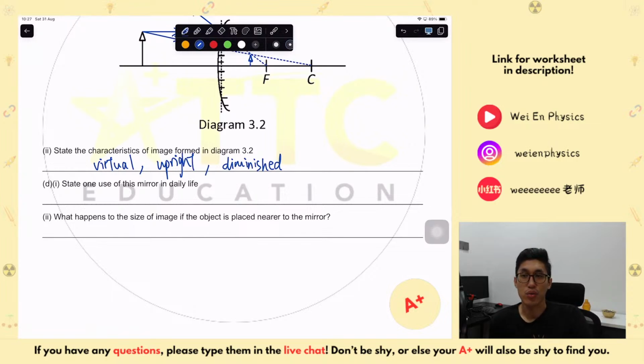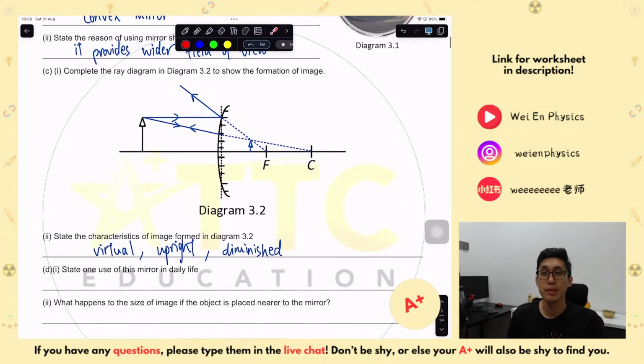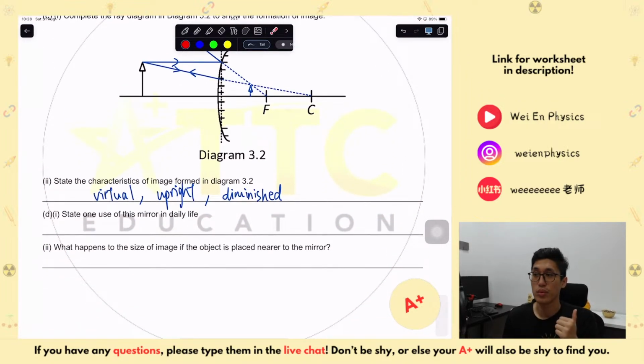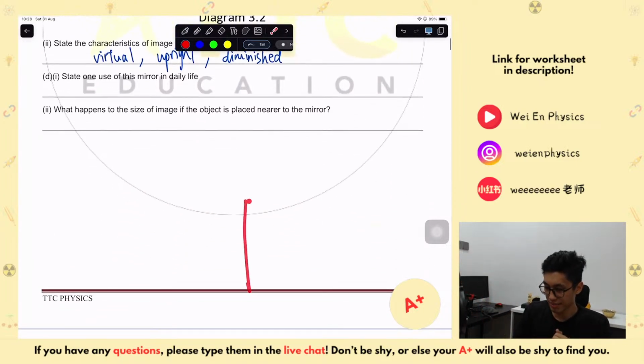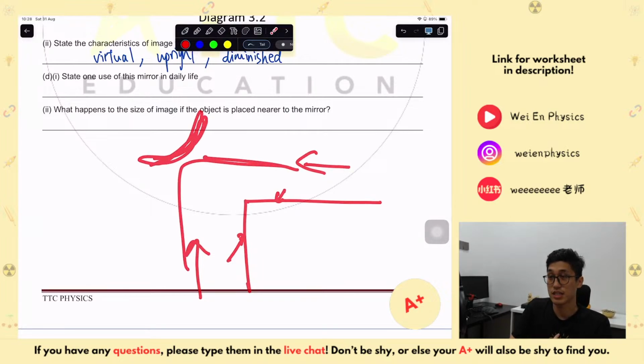Okay, state one use of this mirror in daily life. So this kind of mirror, we see them in the car park, and sometimes on the road. That is used as a blind spot mirror in the car park or on the road, because you cannot see what is around the corner because there's a wall blocking you. Let's say you drive here, there's another car coming here, you cannot see each other because there's a wall blocking, so you must put one of this mirror here so everyone can see each other.